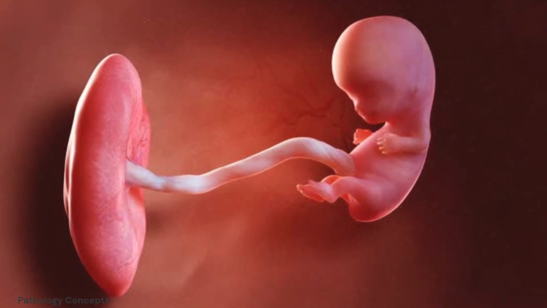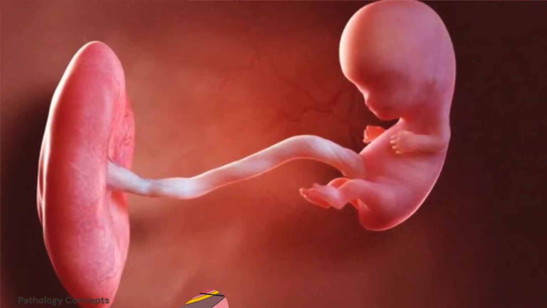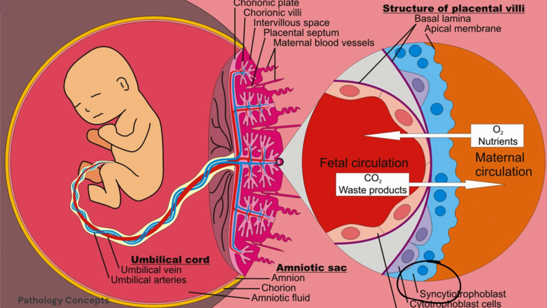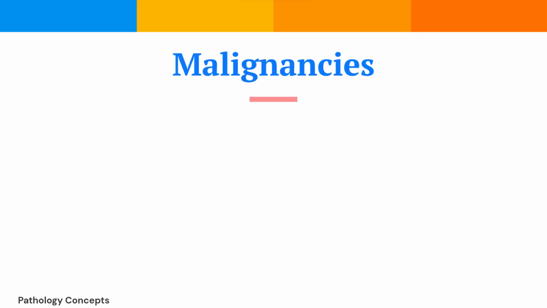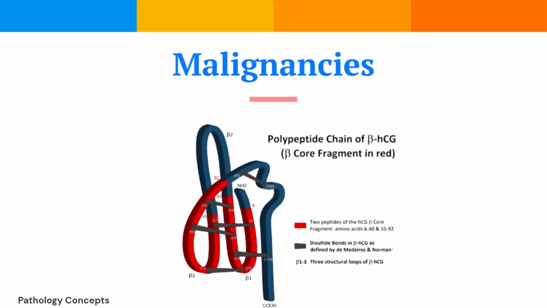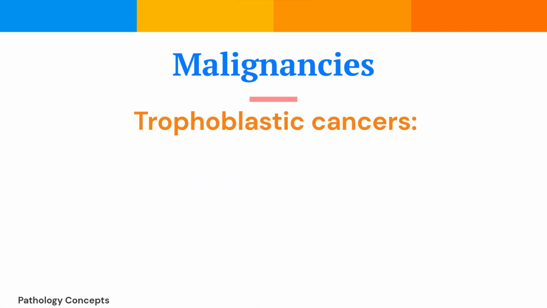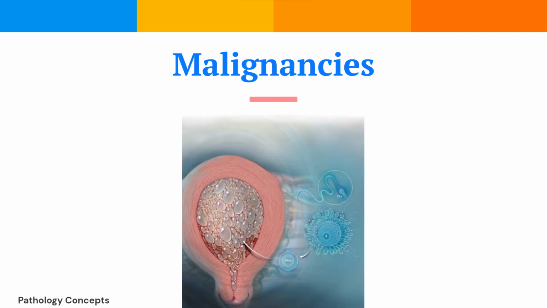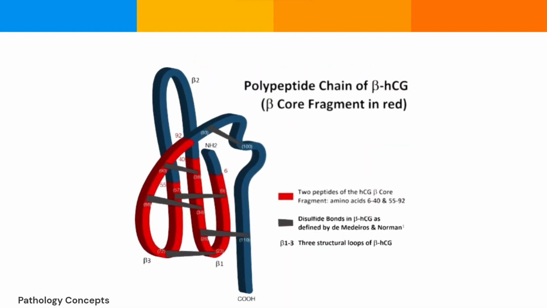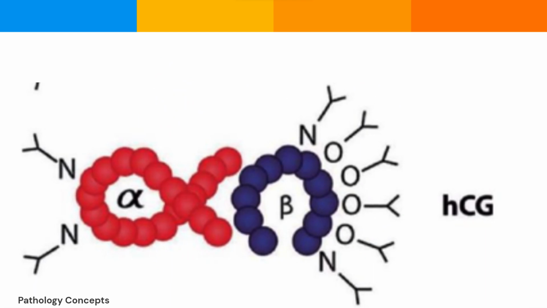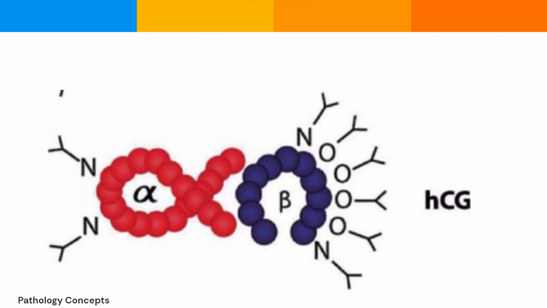Human chorionic gonadotropin is a hormone produced primarily by syncytial trophoblast cells of the placenta. Smaller amounts of hCG are also produced in the pituitary gland, liver, and the colon. Certain malignancies can also produce either hCG or hCG-related hormone, such as trophoblastic cancers like hydatidiform mole, choriocarcinoma, germ cell tumors. The hormone itself is a glycoprotein composed of two subunits, alpha and beta subunits.